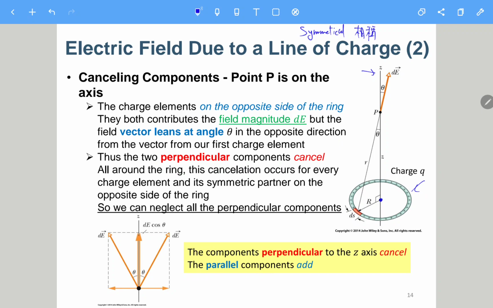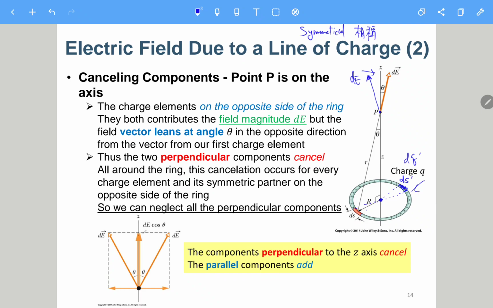Okay, so this is a perfect circle, and for a point on this z-axis, we can easily find a symmetrical point. This is the center of the circle, and this is ds. So we can just draw a line, the diameter. This part we may call ds prime, whatever you want to call it. This ds prime will also have a dq prime there, and it will generate the E field at point P, pointing to that side. Also, this is dE, and this is also dE.